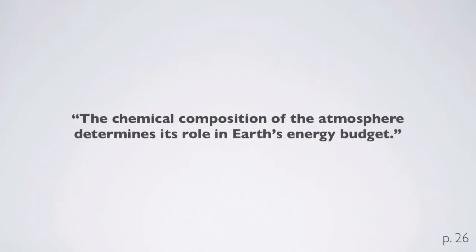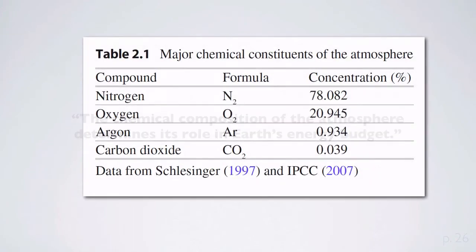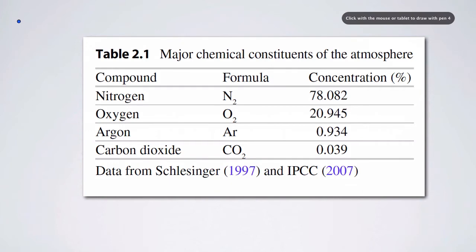In this first part, we're going to think about the chemical composition of the atmosphere, and the authors state that the chemical composition of the atmosphere determines its roles in Earth's energy budget. Now, the atmosphere itself is composed primarily of a few chemical constituents. And this is something that everybody, I'm sure, would have covered to a certain degree, but it's good to cover it again.